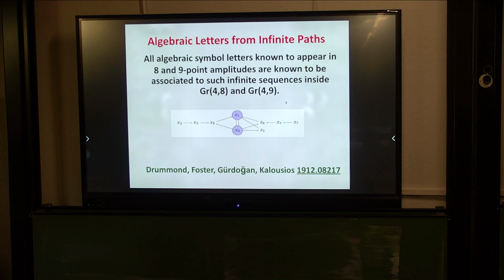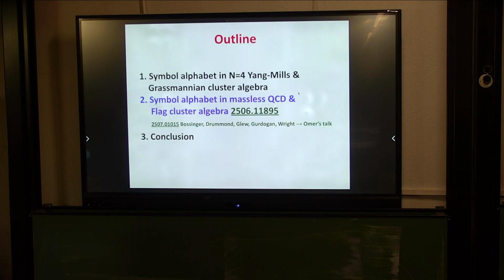So James Drummond, James's former student Jack Foster, and actually my very first PhD student, who I'm proud of, Chris Kalousios, applied this idea to actually GR48 and GR49, and were able to get those square roots. So I'm mentioning this because I'm going to be repeating this for the new theory. Okay, very good. So I finished this.